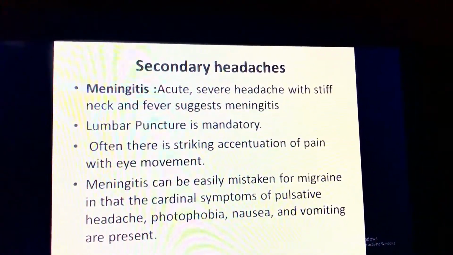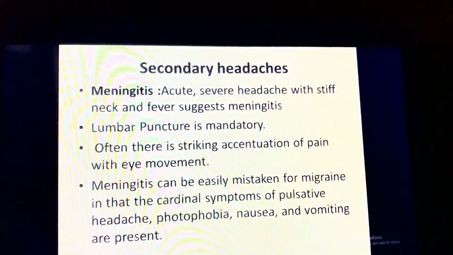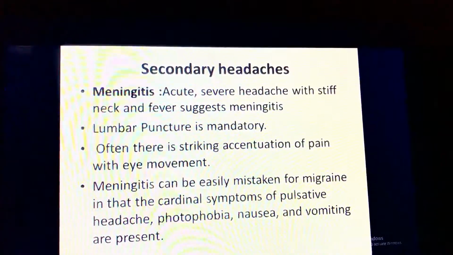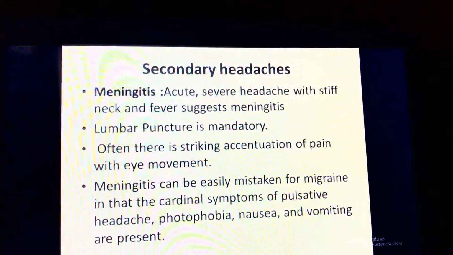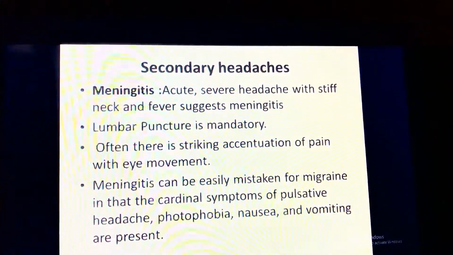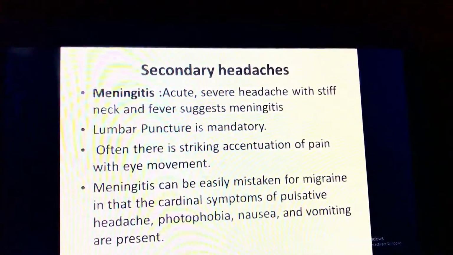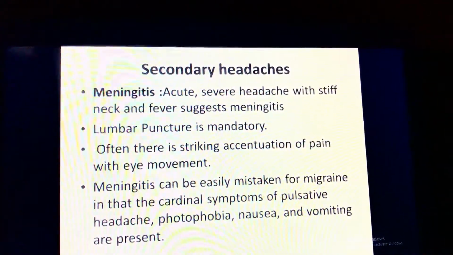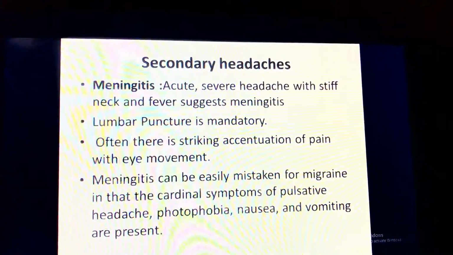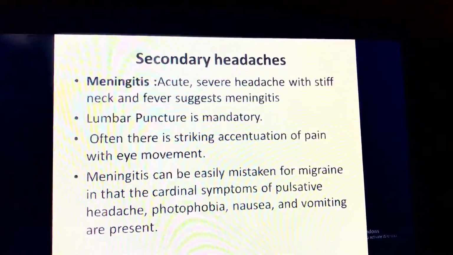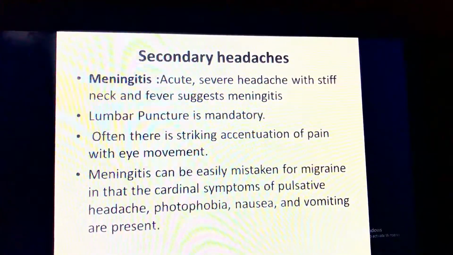Secondary headache. We can say meningitis. Acute severe headache with stiff neck and fever suggests meningitis. During meningitis, you will have a severe headache and also stiff neck. When we have stiffness, it means that you can't turn. When you want to turn your neck, you feel pain. Here in meningitis, the lumbar puncture is mandatory to diagnose the cause of headache.